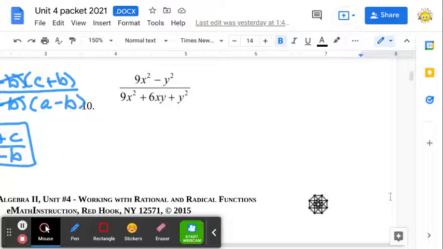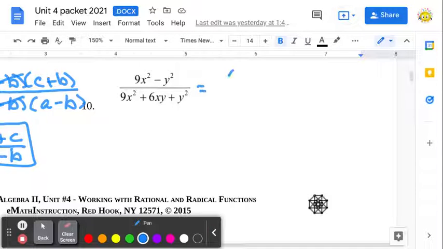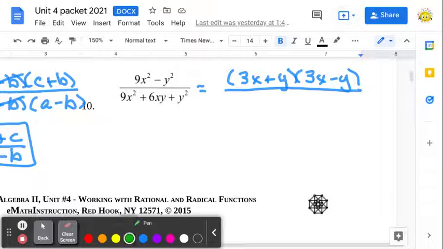All right, the last problem. On top, it's a difference of perfect squares. So we have 3x plus y and 3x minus y. Another wild one. That's a trinomial. There's no GCFs.